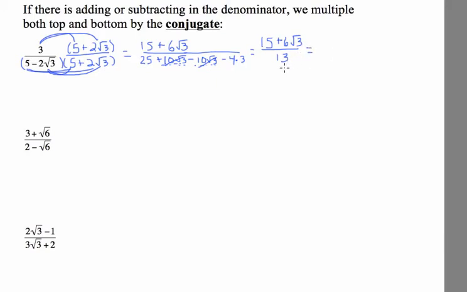This would be fine to have your answer like this. Sometimes your book will split it up and put the 15 over the 13 and the 6 root 3 over the 13. So split it up into 15 thirteenths and 6 root 3 over 13. So either of these answers are acceptable.